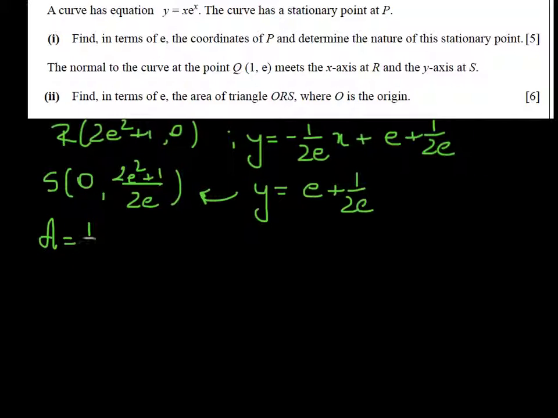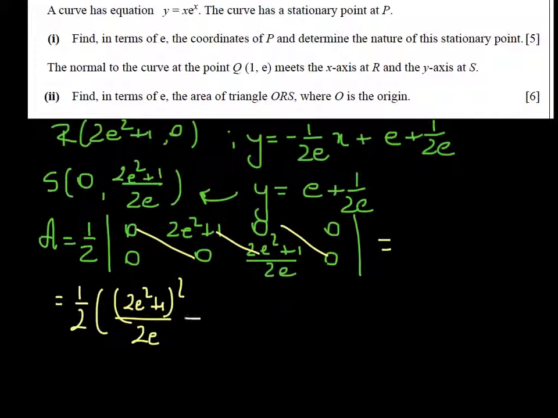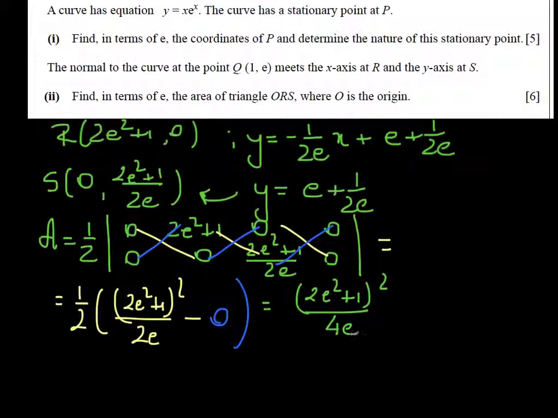Area is 1 over 2, and now I start with O, coordinate 0, 0, R, S, and I end up with O. So the area is, now if I multiply, these ones are 0, so I get 1 over 2 brackets 2e squared plus 1 squared over 2e minus 0, 0, 0, so equals 2e squared plus 1 squared over 4e, the area.